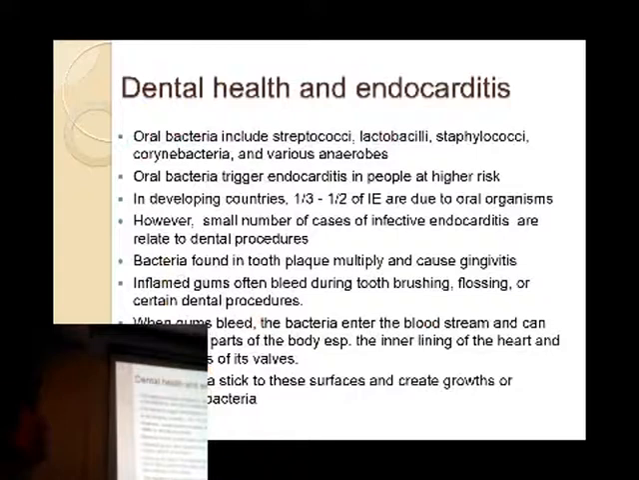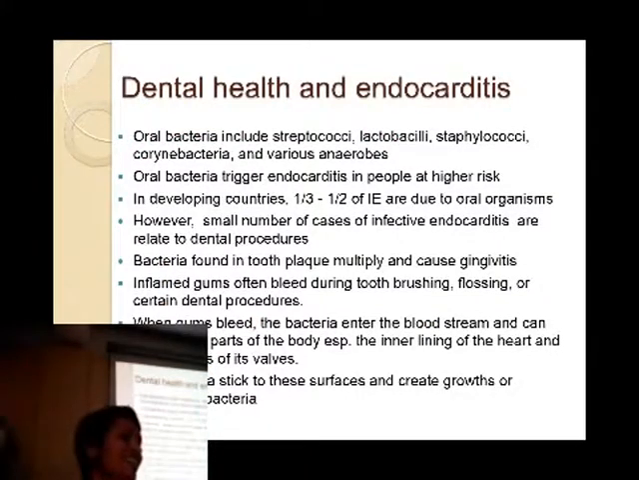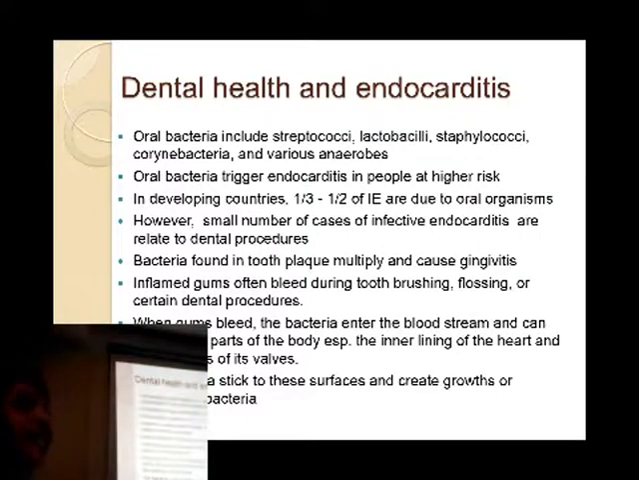Let's look at dental health and endocarditis. I think I should not talk much about it, you know better than me. Now, out of the oral organisms I mentioned, in the oral cavity we come across streptococci, lactobacilli, staphylococci, corynebacteria and various other anaerobes such as bacteroides. So they are all normal organisms.